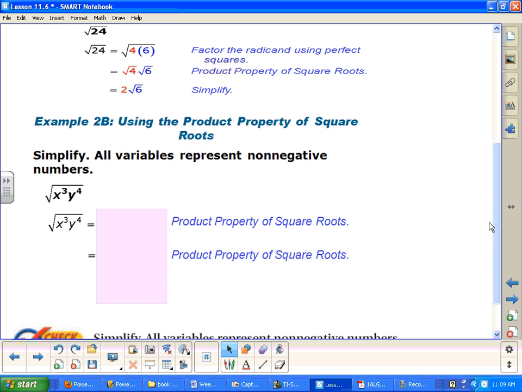Oh, this one's got letters in it. Variables. Now, whenever there's more than one thing under your radical, or the radicand, the first thing you want to do is pull them apart using the product property. Since this has both x and y, the first thing that I want to do is pull the x's and the y's apart. I want to separate it.